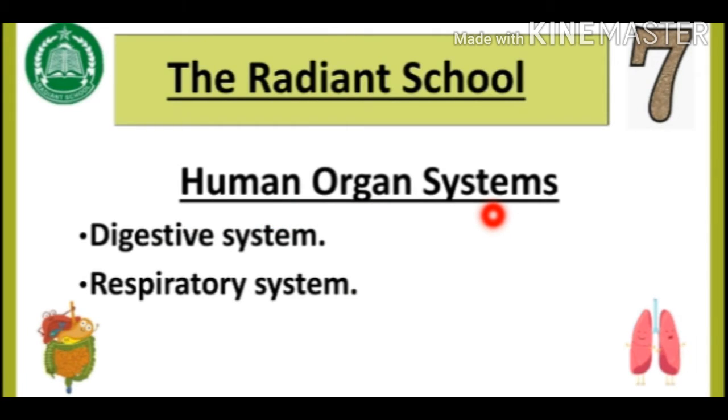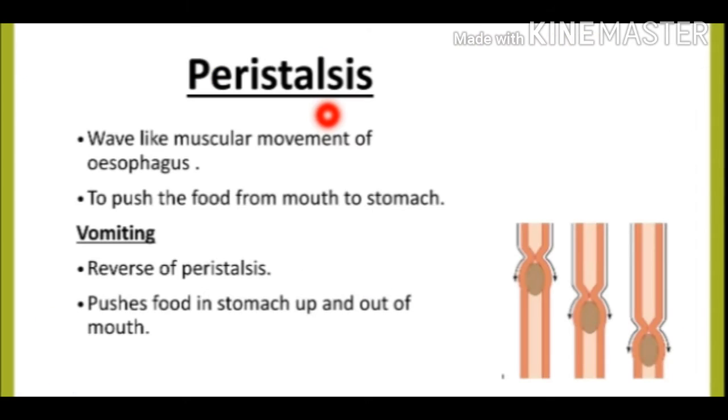Today you have to do short question answers regarding this chapter. For that I am going to explain a few terms from this chapter. Basically this chapter is explaining two main systems of humans, that is the digestive system and the second one is the respiratory system. We will study these two systems briefly later. The first term that you are going to study today is peristalsis.